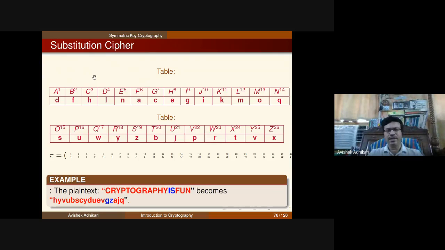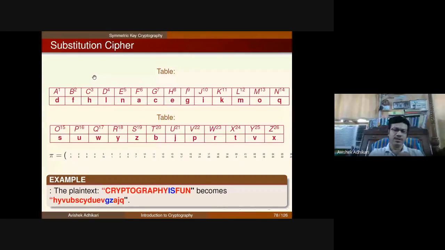Now how many guesses do you have to make? For example, in the case of the Caesar cipher, you had only 26 options. For the affine cipher, you had 26 into 13 options. Now, if I ask you how many options you need to get back the plain text if you have this?